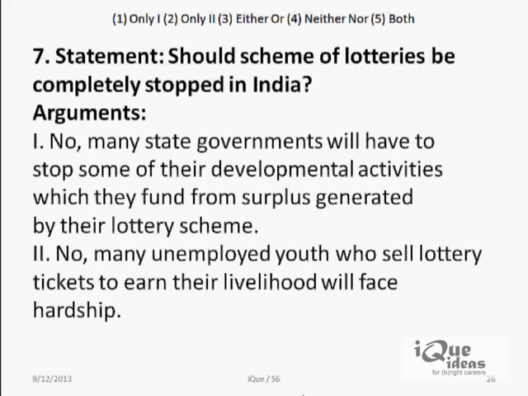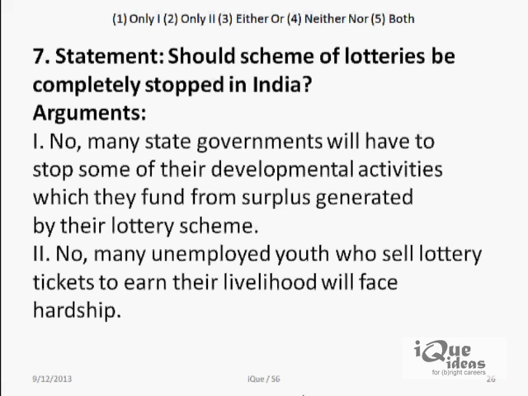In the lottery scheme, the surplus amount generated is used in the developmental activities. Now, supposing the lottery scheme is stopped, that means there is no surplus generated, and if there is no surplus generated, then any developmental activity which was based on this surplus income would obviously have to be stopped. And is it beneficial to have developmental activities done by the state governments come to a halt? The answer is no. And hence there is a very clear analysis on why the answer must be no. So this has to be considered as a strong argument.